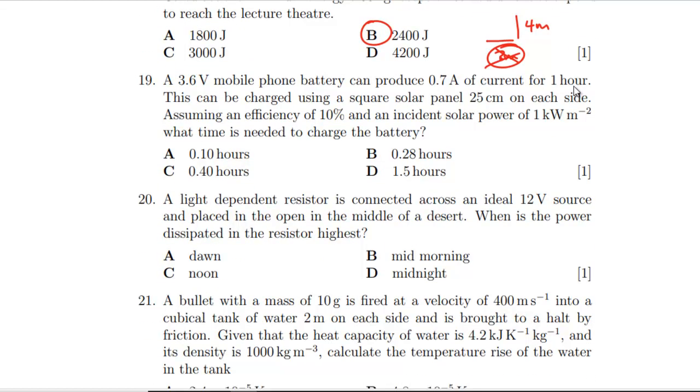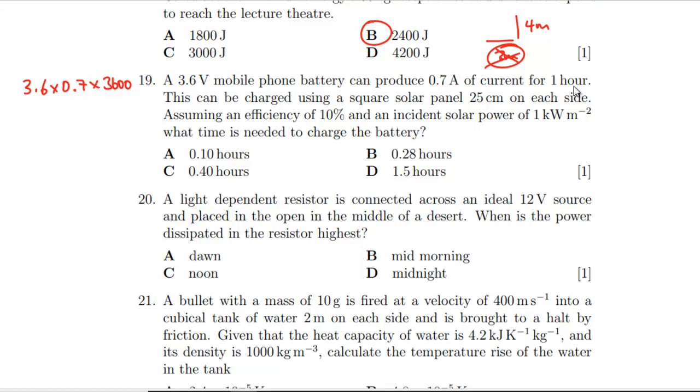Question 19. A 3.6 volt mobile phone battery can produce 0.7 amps of current for 1 hour. Okay. This can be charged using a square solar panel of that size, efficiency 10% with that incident solar power. What time is needed to charge the battery? Right, so the energy that we have used is, so the battery can do 3.6 times 0.7. That's our power. That's our joules per second. So we need to multiply that by the number of seconds. So that's the energy.